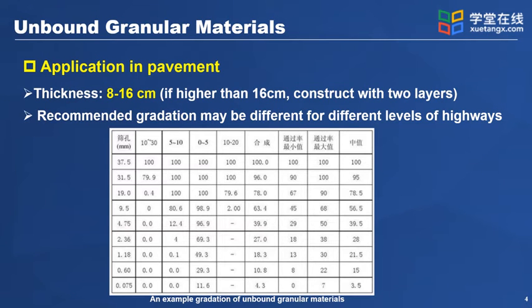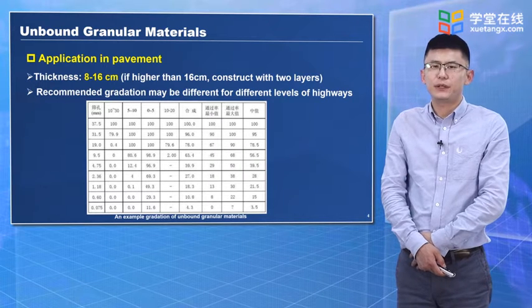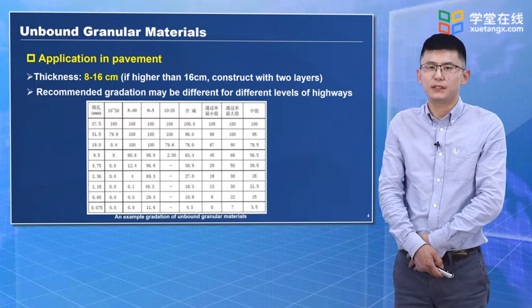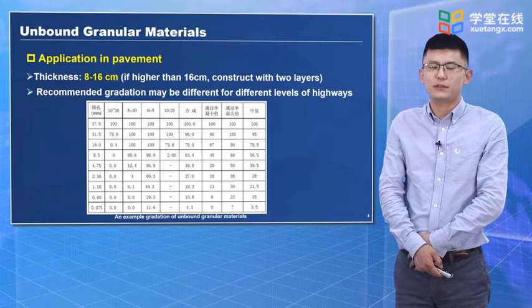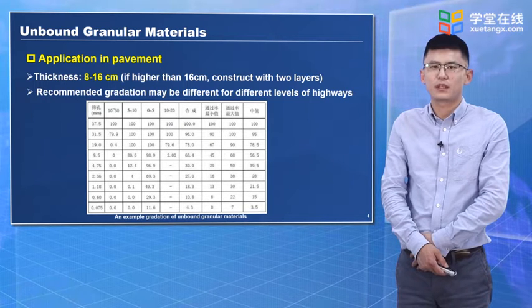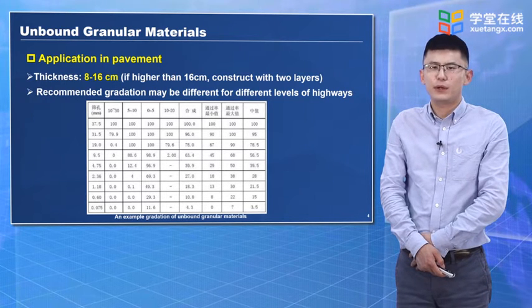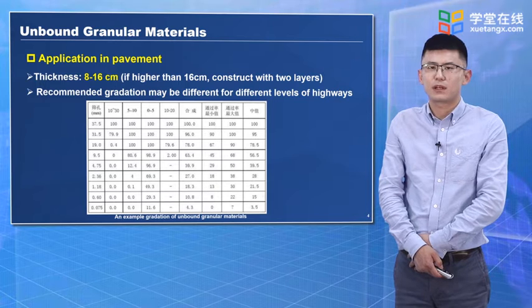About the application of unbounded granular materials in pavement. Generally, the thickness is about 8 to 16 centimeters. If higher than 16 centimeters, we need to construct them by 2 layers. And we also have the recommended gradation for different levels of highways.